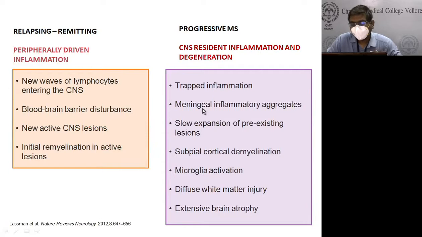They get trapped actually beneath the leptomeninges, according to various pathological studies, and this leads to slow expansion of pre-existing lesions, relentless progression of the lesion, and this is the phase in which you have a lot of cortical plaques, cortical demyelination. The microglia cells which are resident in the CNS also become activated in the immune system. All this leads to diffuse white matter injury as well as extensive brain atrophy. So this will be a very important slide for all of us to remember.